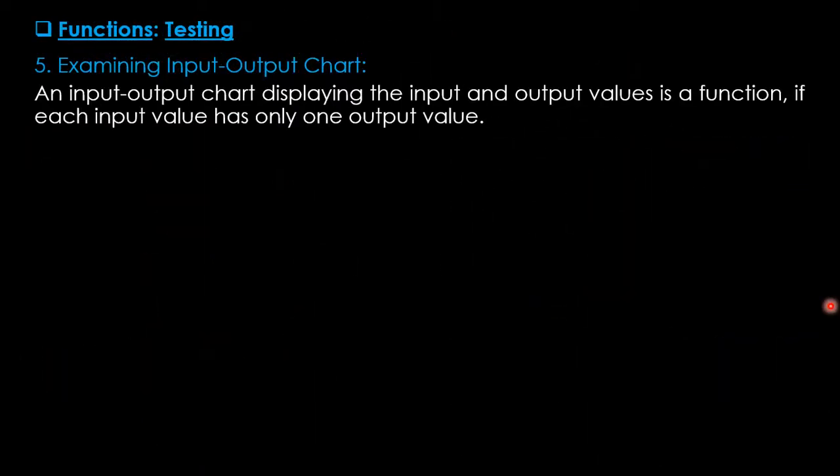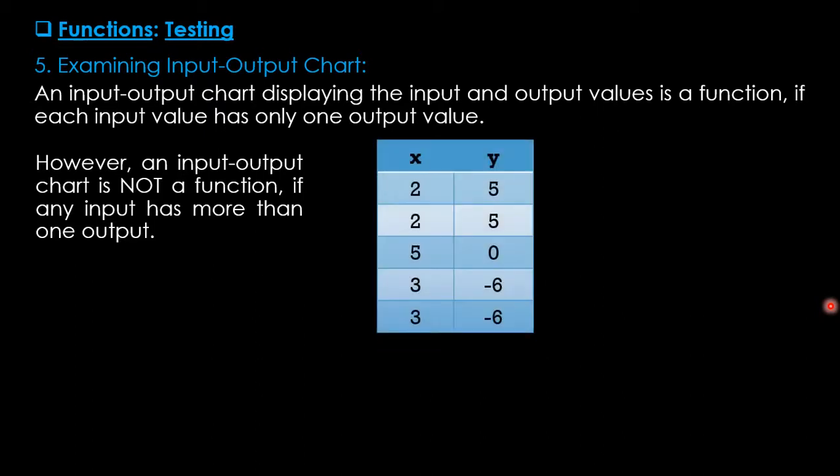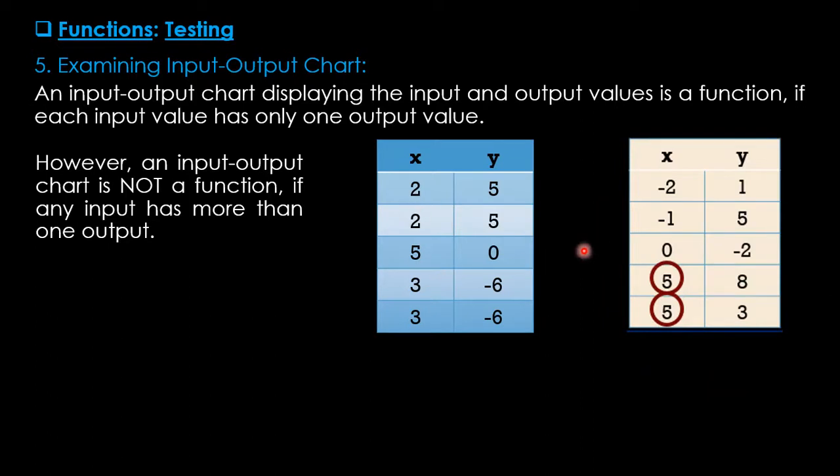Now examining input output chart. An input output chart displaying the input and output values is a function if each input value has only one output value. However, an input output chart is not a function if any input has more than one output. So in this case, there are two cases here. In this case we can see 2, 2, 5, 5. So for each one of these inputs, these are the outputs.